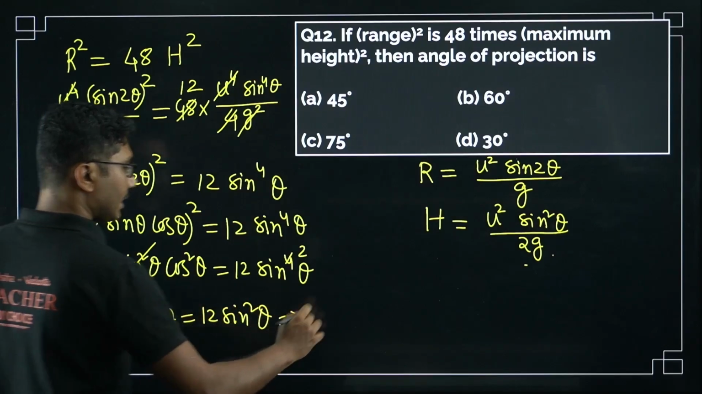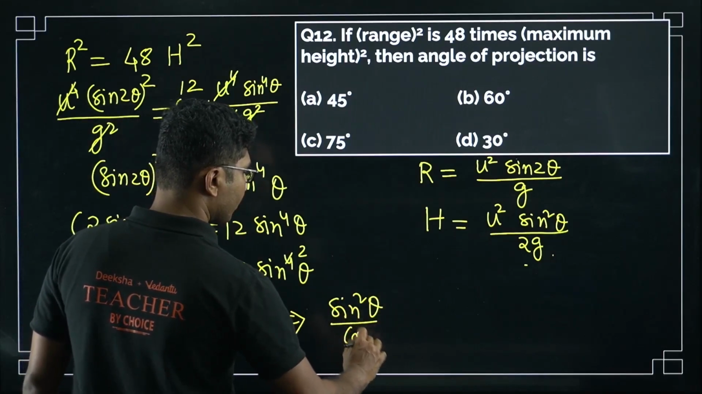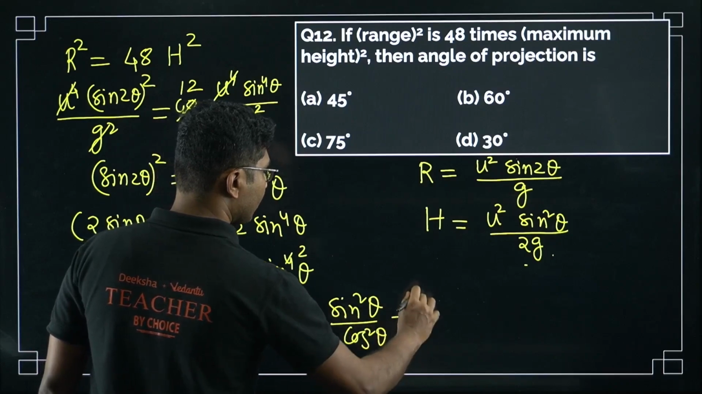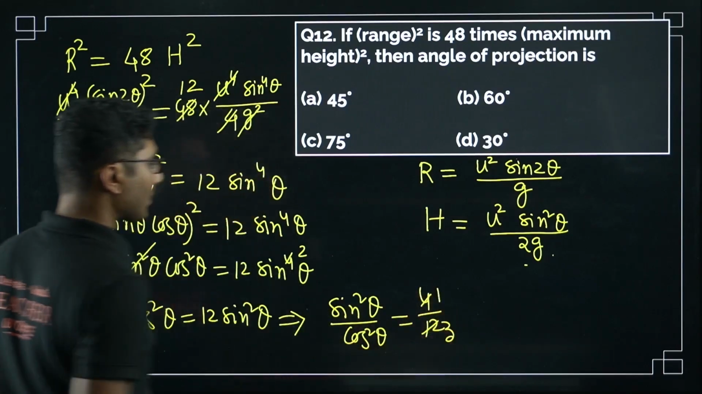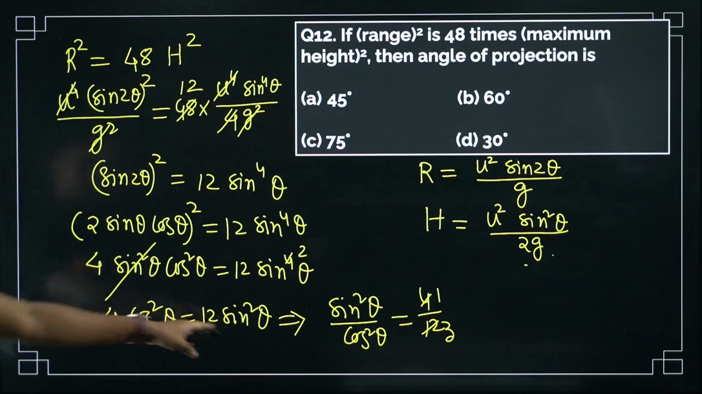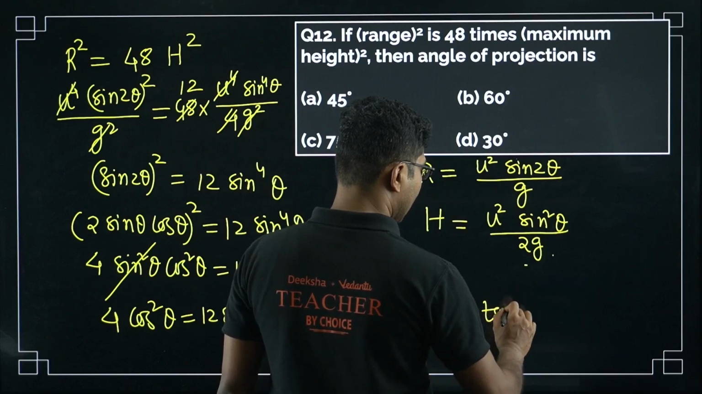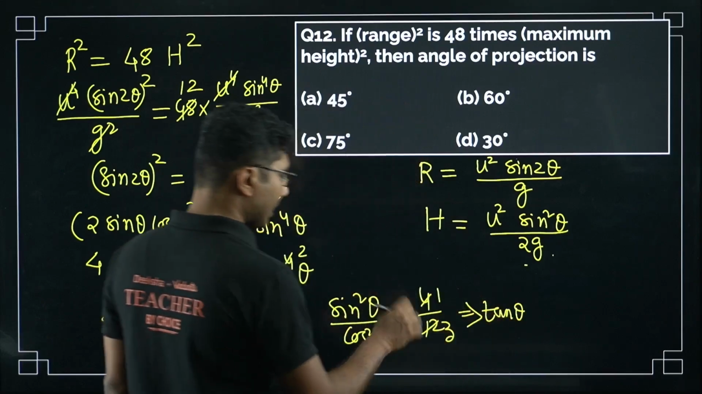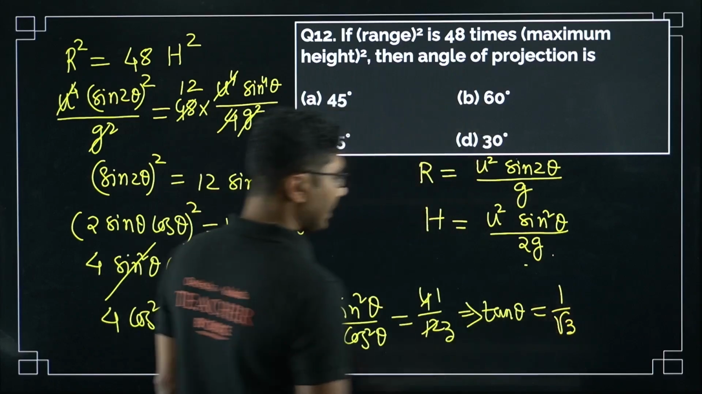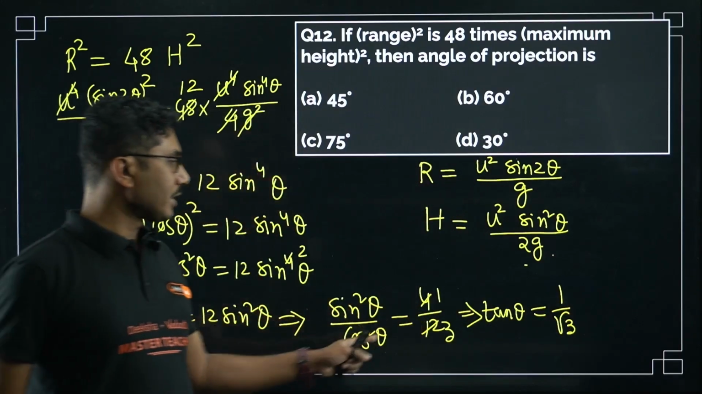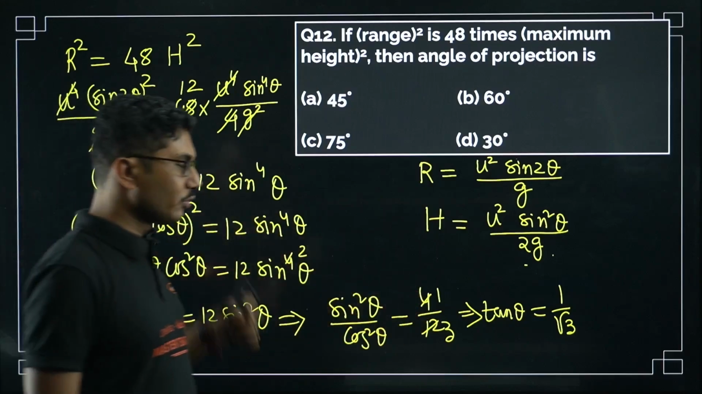From here we can say sine square theta by cos square theta equals 4 by 12, that is 1 by 3. Right, this 12 comes over here, this cos square comes over here. So what we get? Tan theta, now we are taking the square root, equals 1 by root 3. If you take the square root, this square is gone, sine by cos is tan, so 1 upon root 3 will become 1 upon square root 3.